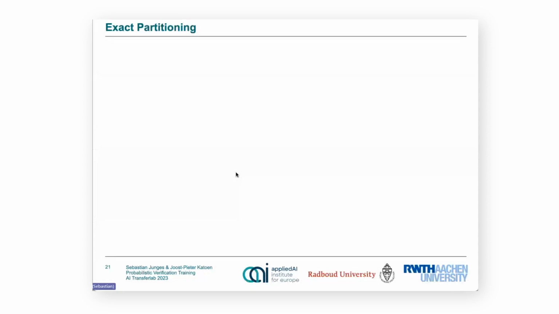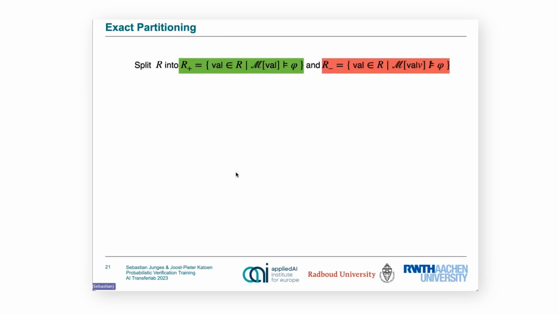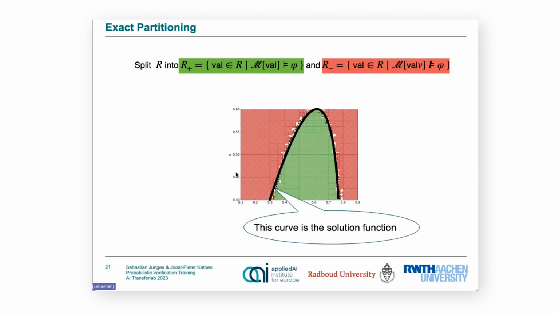So what we do instead is we provide more approximate solution techniques. One of the standard questions that is typically asked is this exact partitioning, right? So can you give a region of parameter values and split it into those which satisfy a specification and those parameter values such that the Markov chain wouldn't satisfy the specification? Well, that's, again, not a very good question to ask, because that actually asks for finding this function, which is the solution function that I was just showing you.